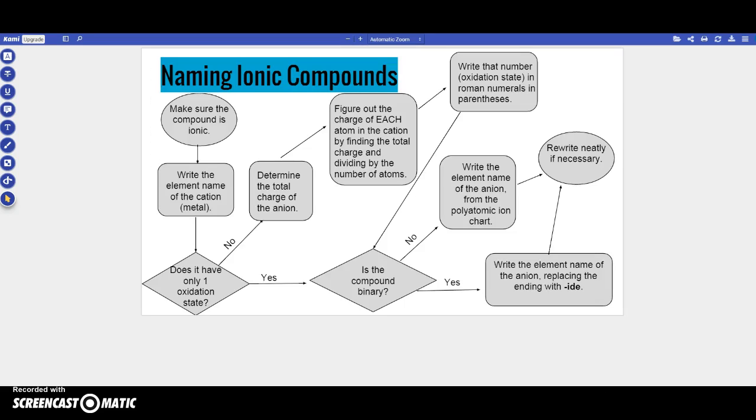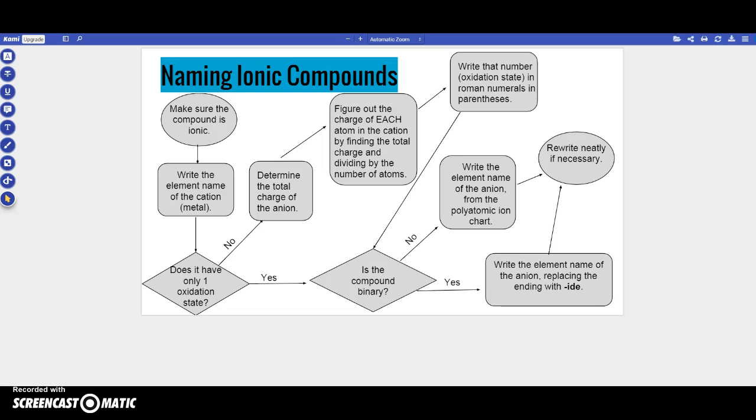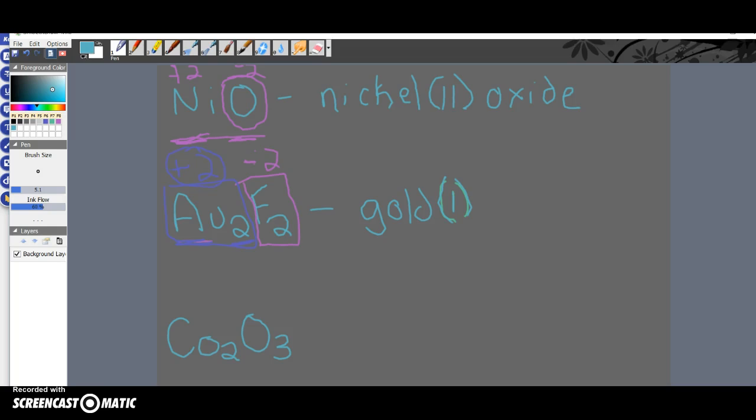And that's what we just did here. We figured out the charge. We figured out that this is the type of gold that's going to have a charge of +1, as opposed to the type of gold that has a charge of +3. So it's gold 1, and then we go back here, is the compound binary? Yes, it is. And we're going to write the name of the element for the anion, replacing the ending with IDE. So instead of fluorine, we're going to write fluoride.